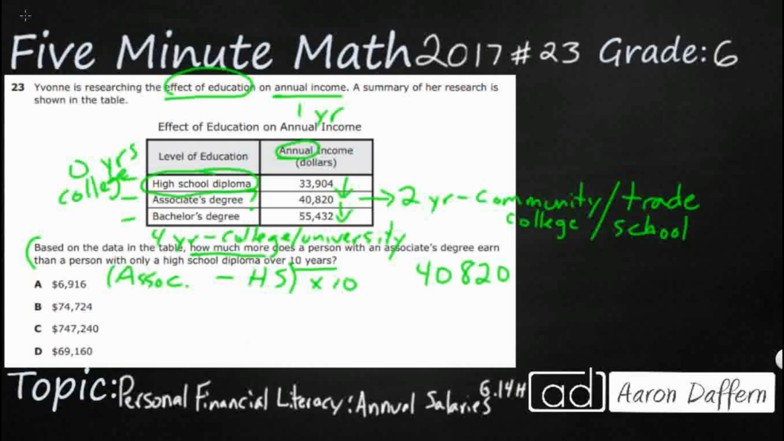40,820. Let's take our high school, 33,904. And we're going to go back and do some 4th grade math here, do a little subtraction with a whole bunch of regrouping. So 10 minus 4 is 6, 1 minus 0 is 1, 8 minus 9 can't do it, cannot borrow from the thousands, we got to go all the way to the 10,000s. I'm going to take away 1 10,000.